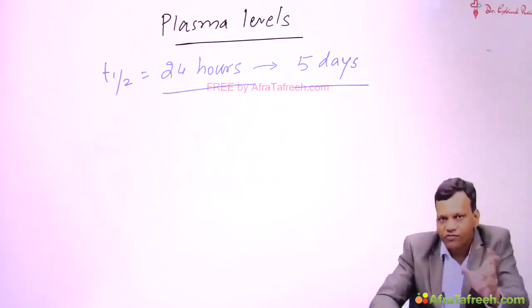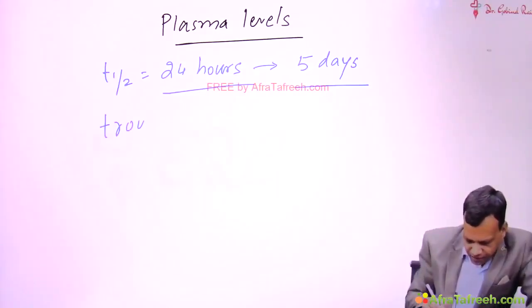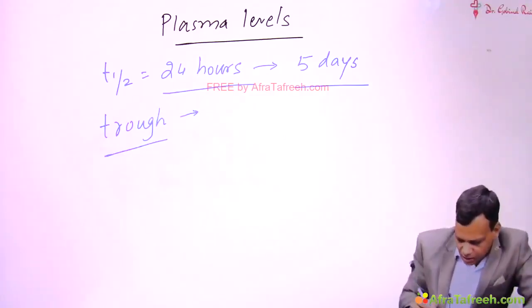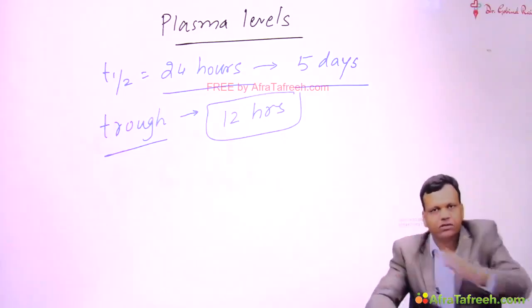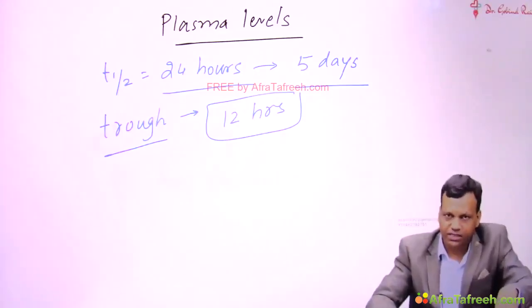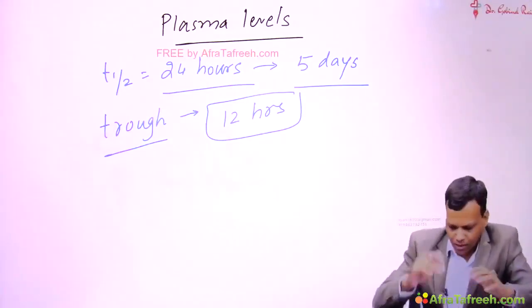But at what time of the day will we take the blood sample? So it should be taken at trough level. Blood sample is taken at trough level. Trough level means 12 hours after giving the last dose. The person is taking lithium for 5 days. So on the 5th day, whenever the person has taken lithium, after 12 hours, we should take the blood sample. Clear?